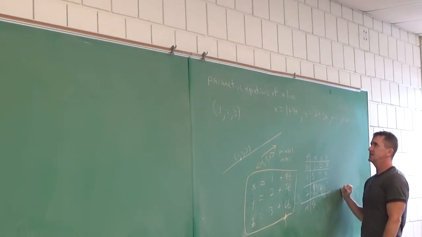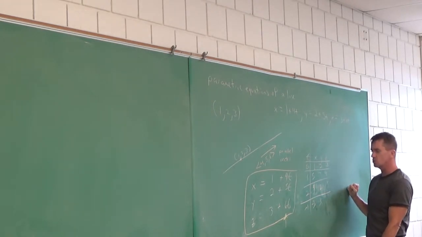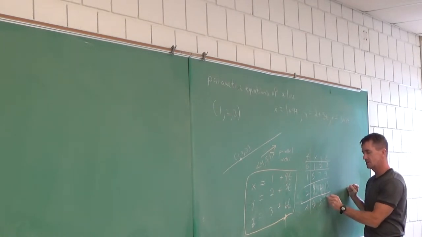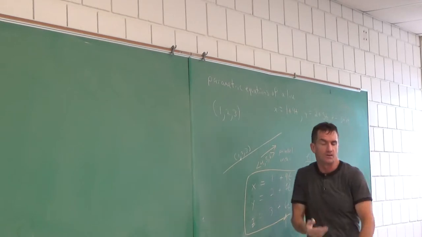2 minus 15. No, wait a minute. I'm sorry, 2 minus 5, negative 6. And then 3 minus 6. Ooh, cool. Hey, that was neat. That'd be the point. These are points. Keep going.